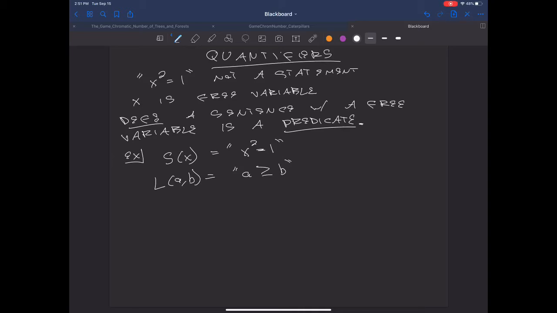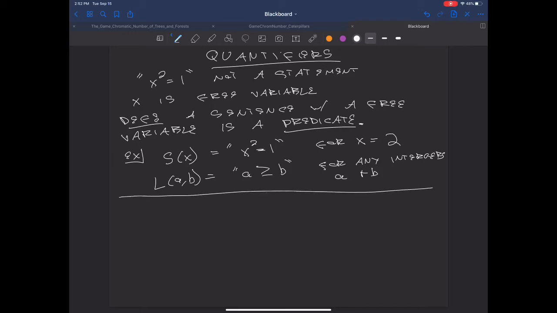So we can take a predicate and turn it into a statement if we say something about the free variables. If we were to say for x equals 2, now I turn S of x into a statement. Or if I were to say for any integers a and b, now I've turned L into a statement. Quantifiers are a way of taking these free variables and saying something about them, so we can take a predicate and turn it into a statement.